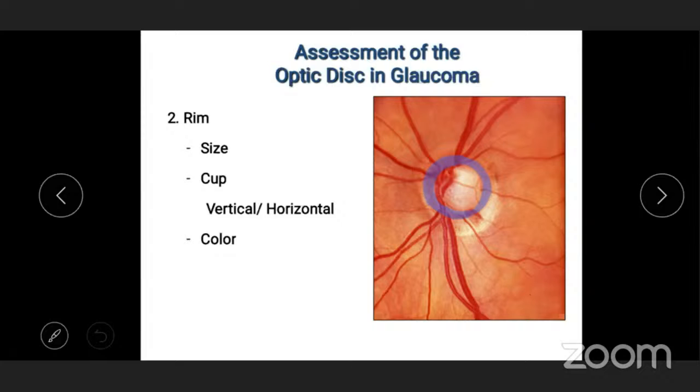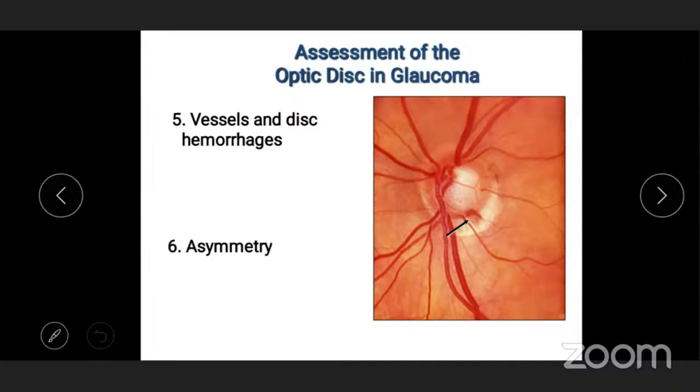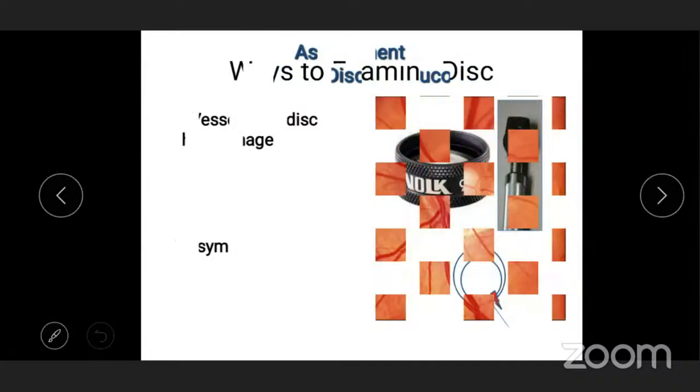And also in the rim, we look at the color. The third thing is the RNFL. Like I said, the parapapillary atrophy, PPA in short, the beta zone, is more important. I'll come to that later. The hemorrhages, which may be hidden and subtle, so look for them carefully. The blood vessels, and of course, the asymmetry.